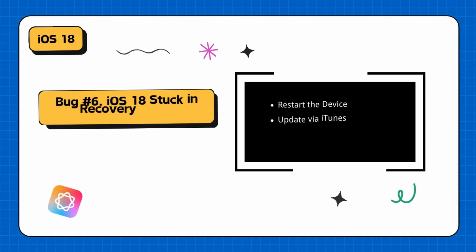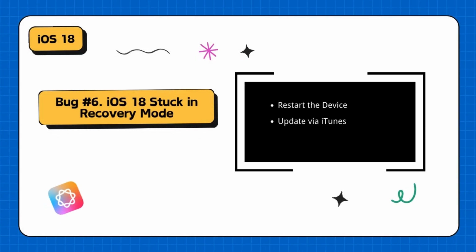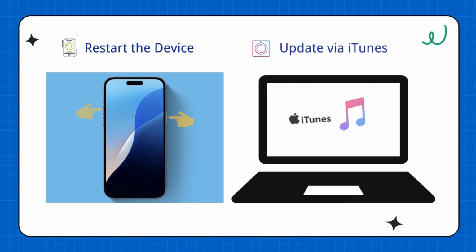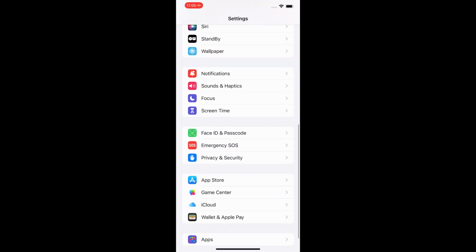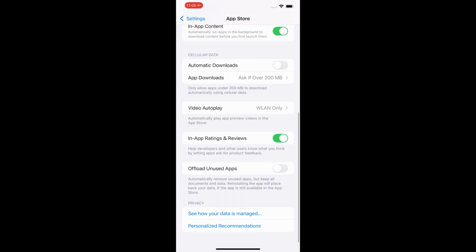Bug number 6. iOS 18 stuck in recovery mode. If your iPhone is stuck in recovery mode, restart your device or use iTunes for an update as detailed before. Bug number 7. iOS 18 unable to install for storage issues. Fix 1. Free up storage by deleting unused apps and large files as mentioned in bug number 2.